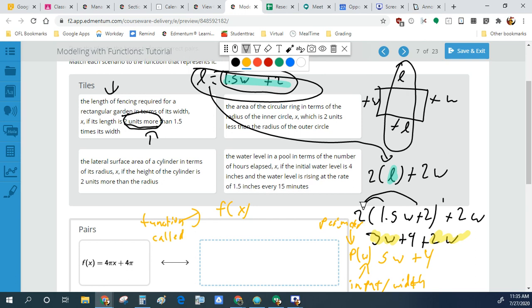called f with an input of x. And I'm sorry for my bad writing, guys. I'm a math teacher, so I think it's required for us to have bad writing.